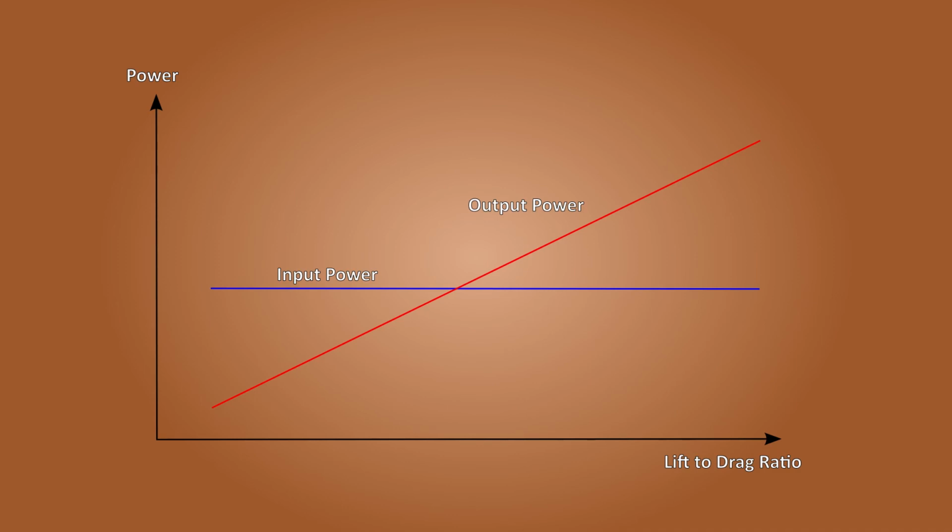If we repeatedly design airfoils with higher and higher lift-to-drag ratios, there will come a point where the output power will be greater than the input power, since the input power is constant and the output power is continually increasing as the lift-to-drag ratio is increasing. Whether or not this is achievable in practice is unknown.